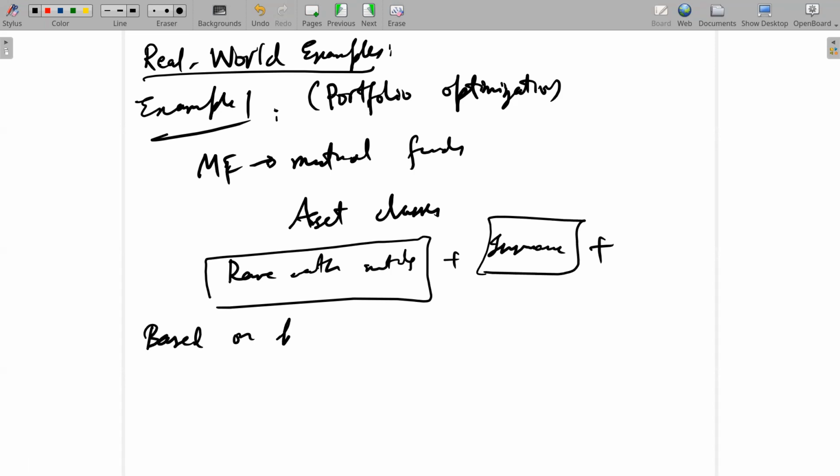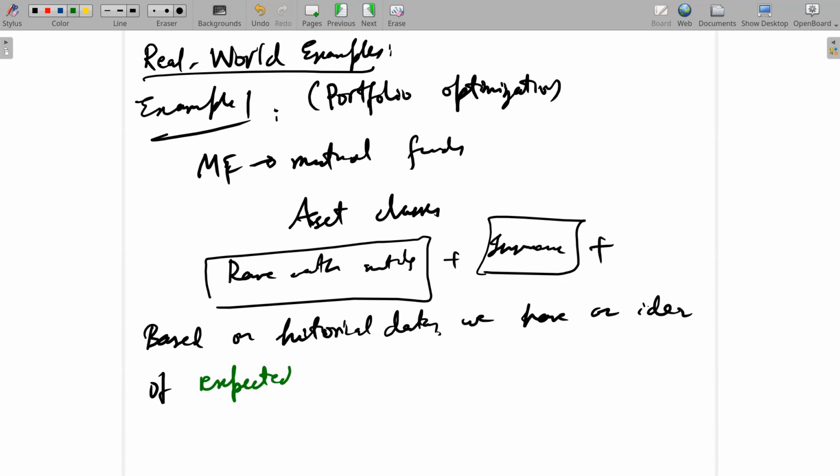So based on historical data, we have an idea of two things. There are two things involved. Idea of, so I want to say expected return. So I'm writing that in green. And risk. Of course, these are generic terms. When you want to do mathematics, you want to say what exactly they mean.